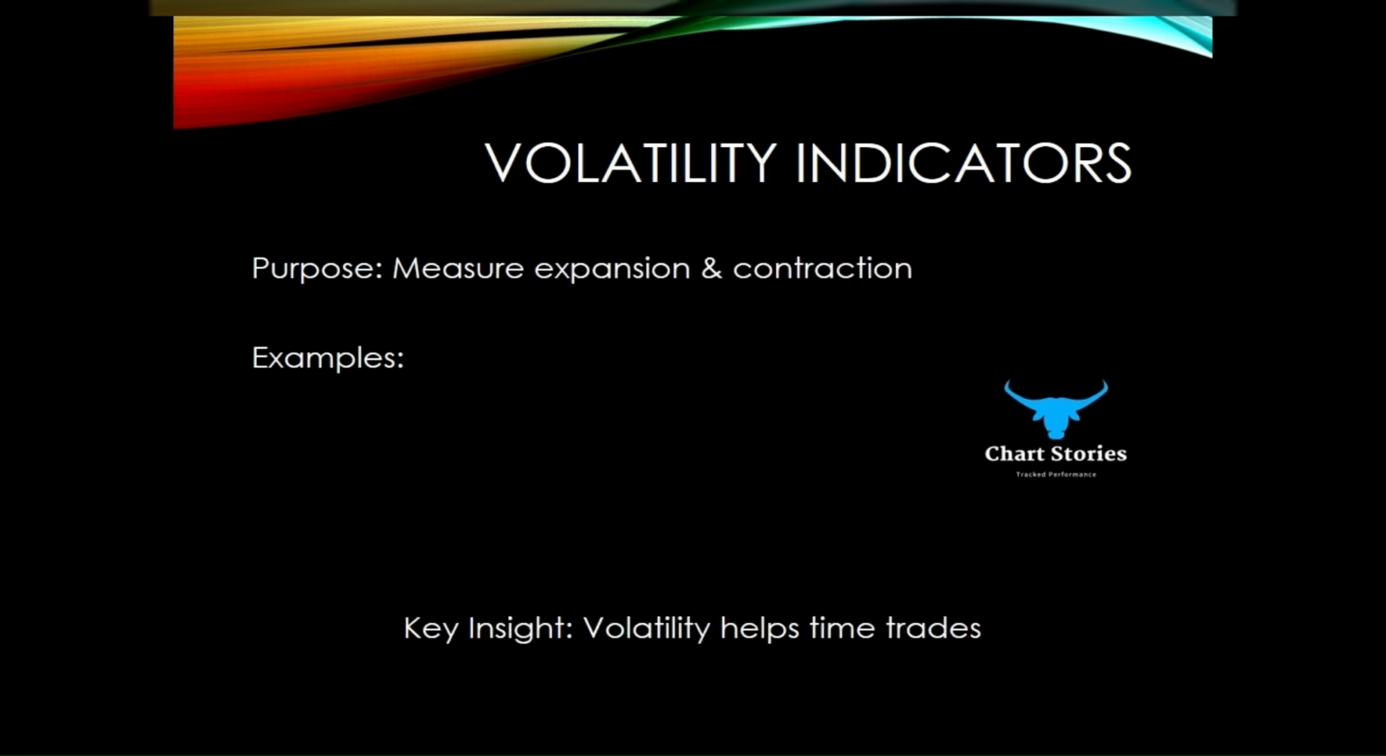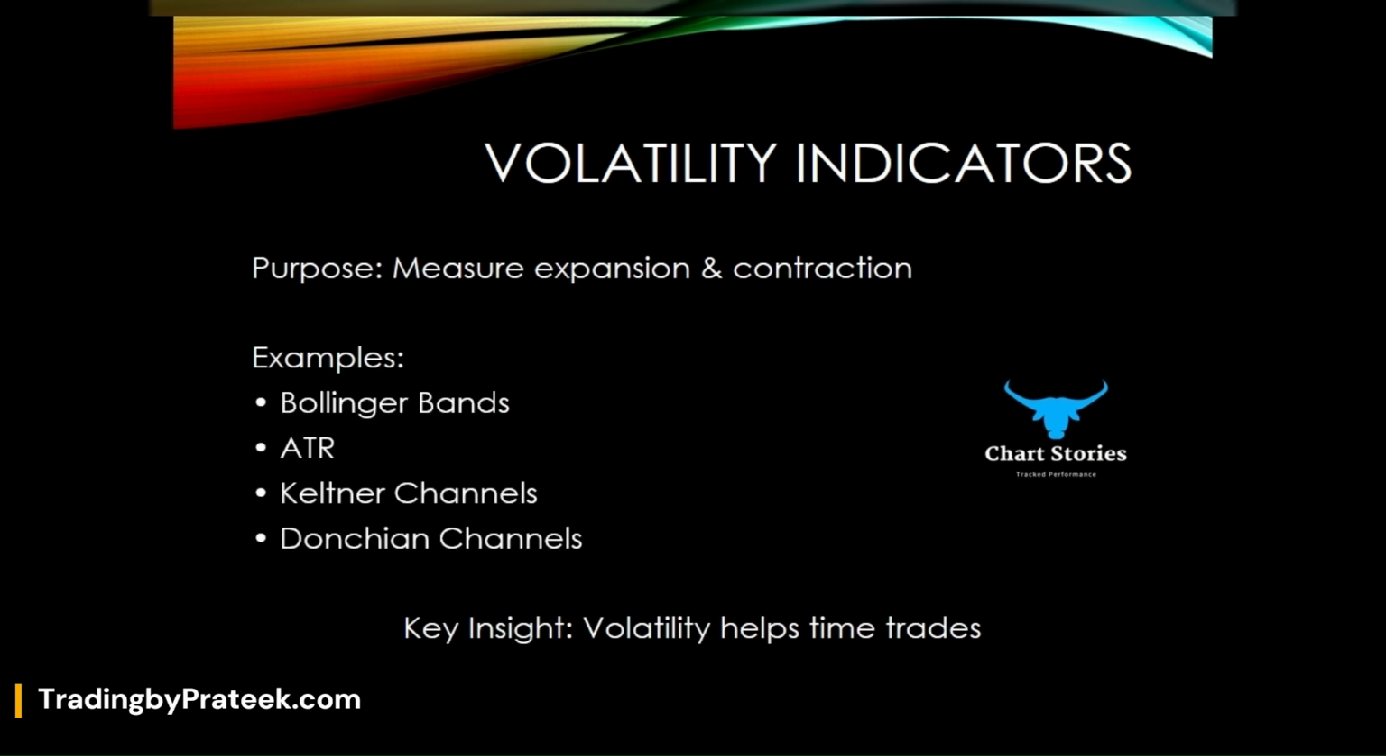Third is volatility indicators. Volatility tells you how much price is expanding or contracting. Examples include Bollinger Bands, ATR, that is average true range, Keltner channels, Donchian channels, there are many more. Volatility does not tell you direction, it does not tell you trend, it tells you when to trade. Low volatility leads to expansion, high volatility leads to consolidation. This category is powerful and often ignored.